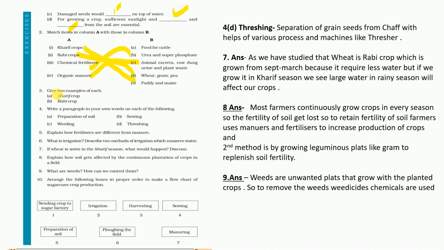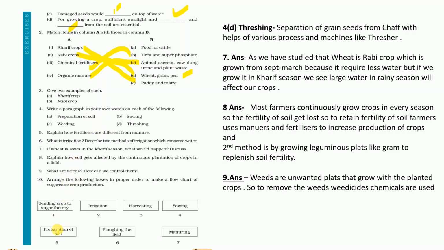Now coming towards the two examples each for the kharif crop and rabi crop. As we see here, the kharif crop examples are paddy and maize, and the rabi crop examples are wheat, gram and pea. Now write a paragraph in your own words for the following preparations of the soil.